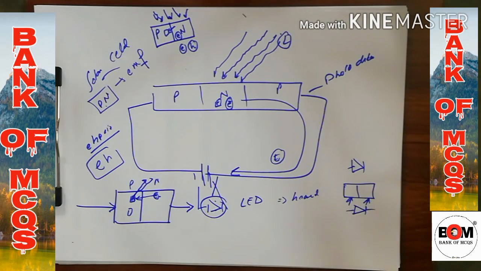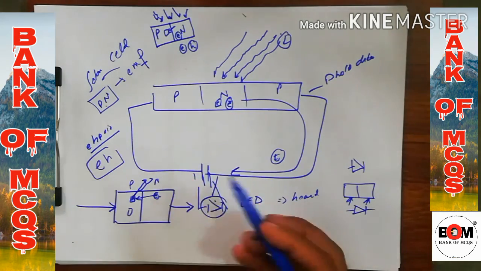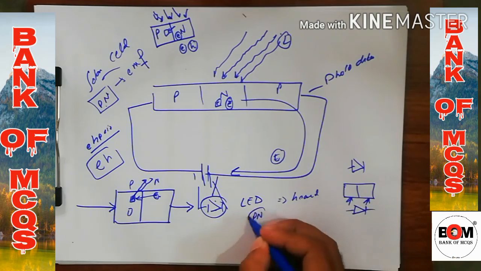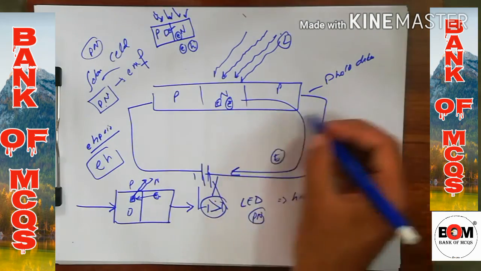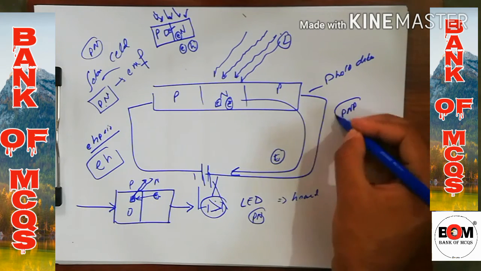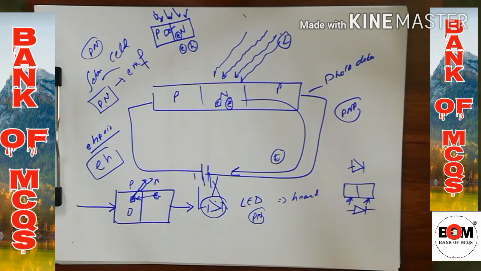And all this is just a PN junction, while the light emitting diode is a PN junction, while the solar cell is always a PN junction, while the first one, the photodiode, was a PN junction. And always remember that LED is highly doped. So this was the electronics chapter.